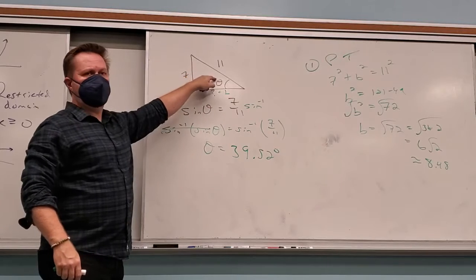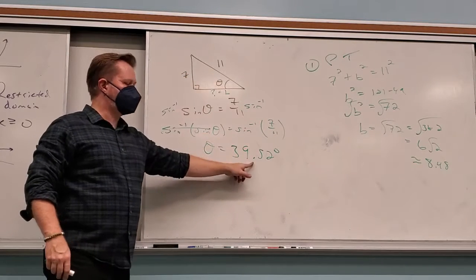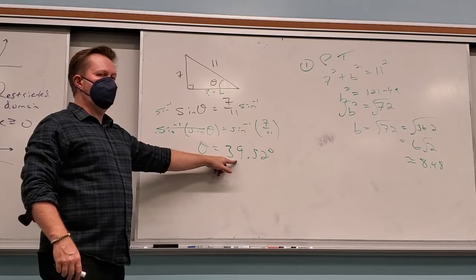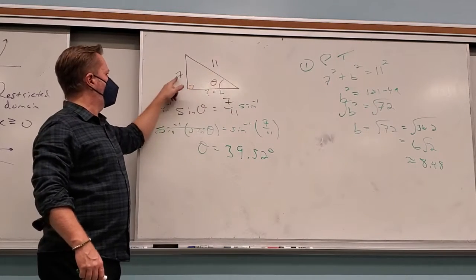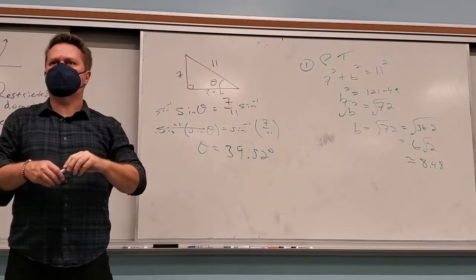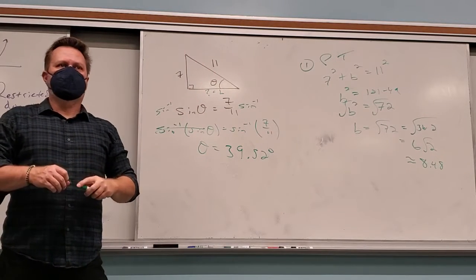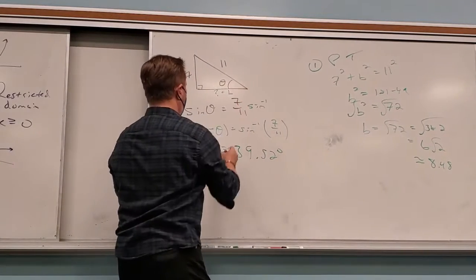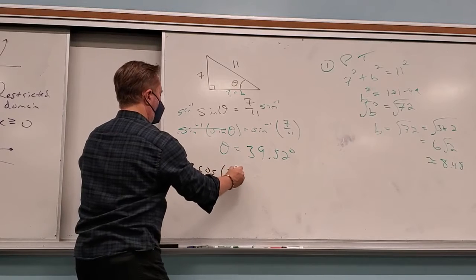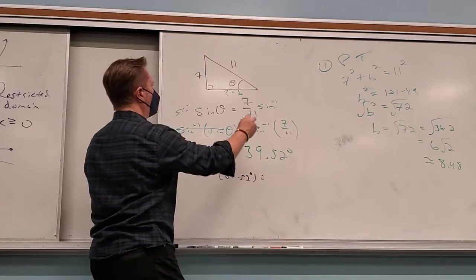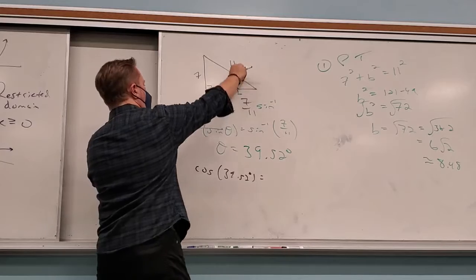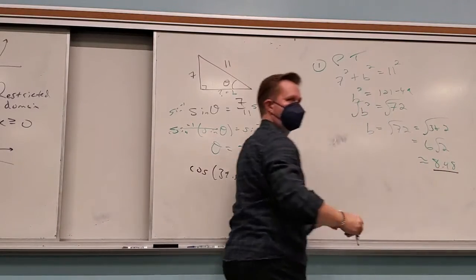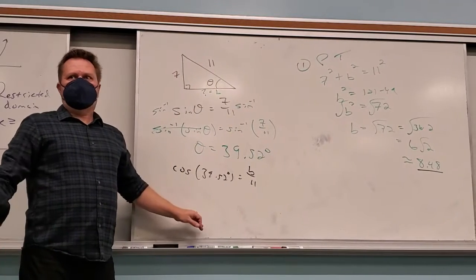Do we know what that angle is now? It's this, right? So how would I figure out what that side is using this angle? Well, what trig function would relate anything I know? There's a couple of things you could choose. Yeah, so we use cosine. So here, what would cosine of 39.52 degrees be? B over 11. Now I better get close to this, or this whole thing is shot.